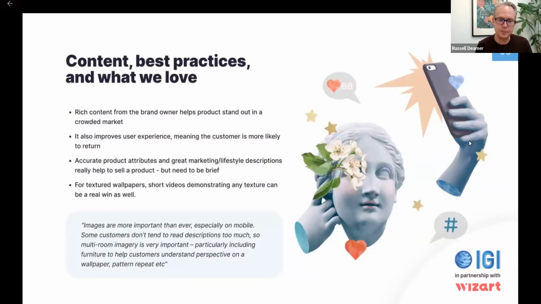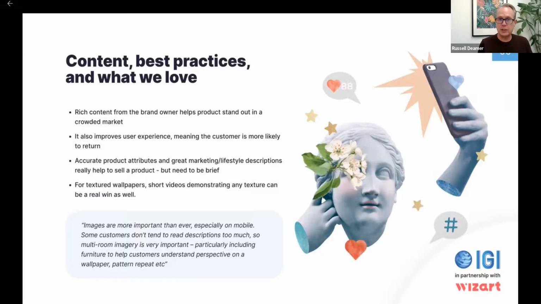So what do we love? Rich, accurate content that helps products stand out. It's a very crowded marketplace, not just in wallpapers, but in home decor in general. What we found over the years is that the cost of acquiring customers has increased year on year. It's one of the reasons why Google is such a successful company: they drive a lot of traffic, but they charge a lot of money for it as well. So if we can provide customers with a better experience the first time that they visit us, we're much more likely to get them back.